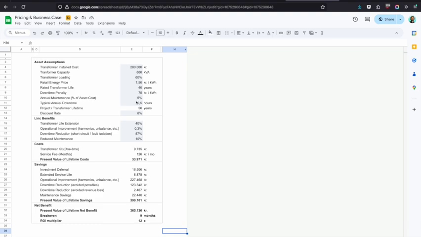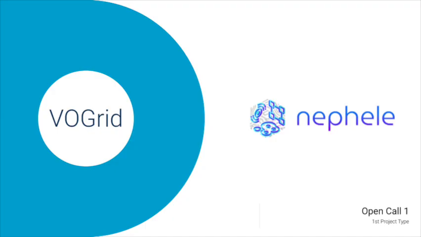In gray here, we have a number of assumptions that have been validated in collaboration with the DSOs. Considering the cost of the solution, we can see that the return on investment is quite strong, and the DSOs are therefore very interested in expanding this to their broader networks. So that is a brief summary of the work that has been accomplished as part of the VOGrid project. And we do expect that after the project is complete, this will become a commercial solution that the DSOs will be adopting.